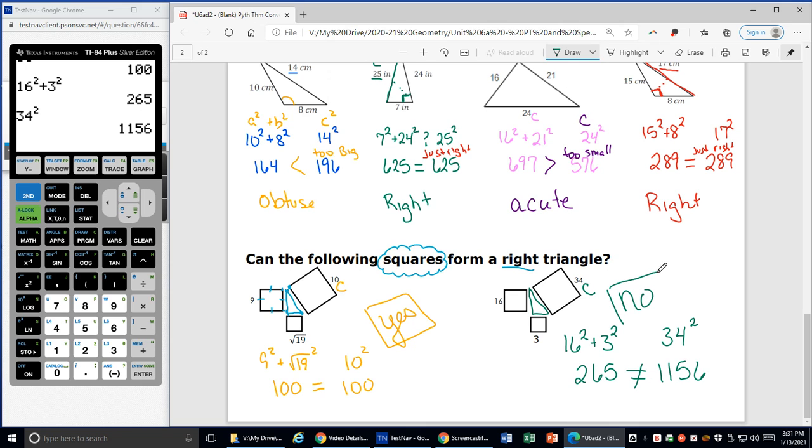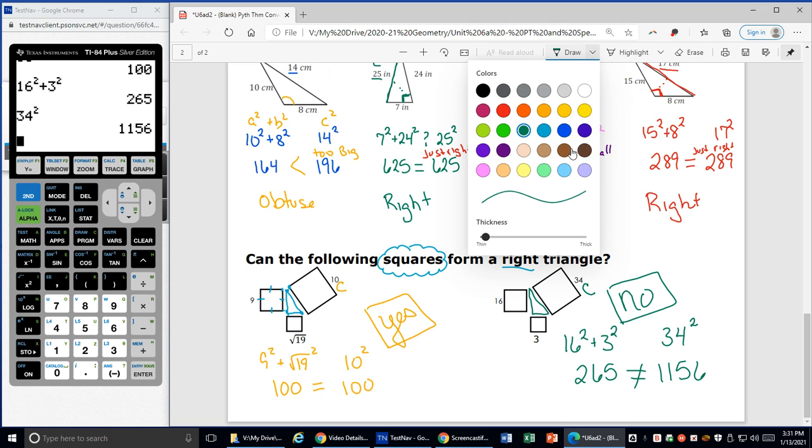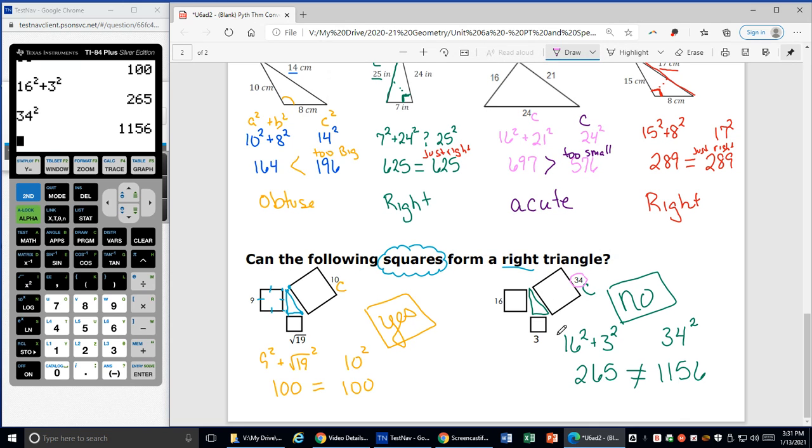These might not even be able to form a triangle at all. Remember, thinking way back, in order to form a triangle, my third side has to be in between the sum and the difference of the other two. Well, the difference here would be 13. The sum would be 19. These don't even make a triangle, let alone a right triangle, right? Because 16 plus 3 is only 19. This 34 is way too big. Okay, so these don't even make a triangle. So my answer here is definitely not a right triangle.